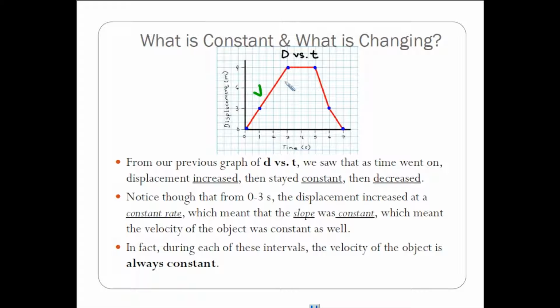In fact, during each one of these intervals, the velocity of the object is always constant. Here it's constant and positive. Here it's constant but 0. Here it's constant and negative, and constant there as well.